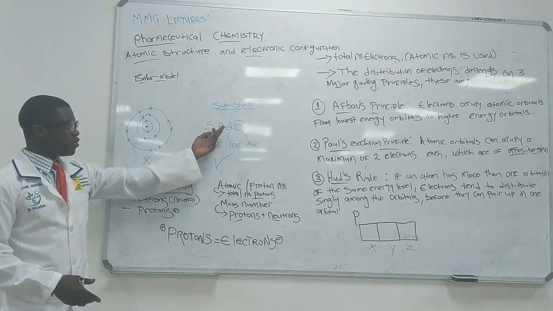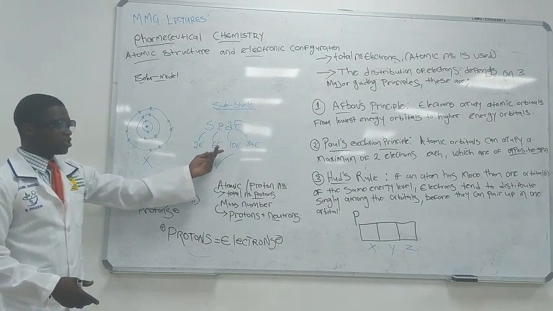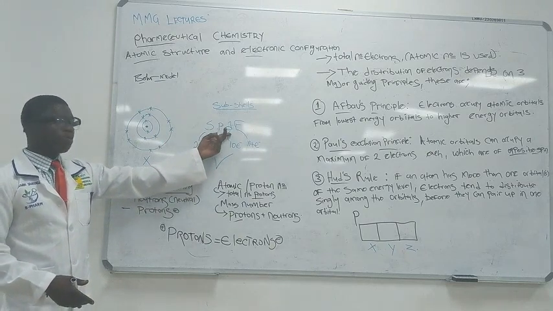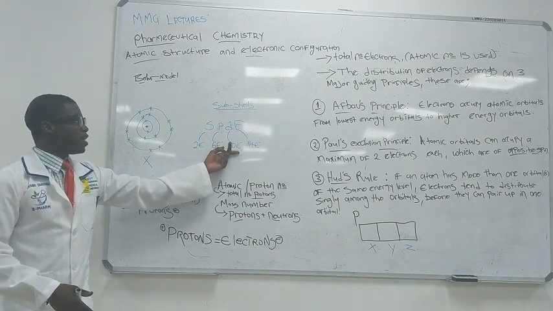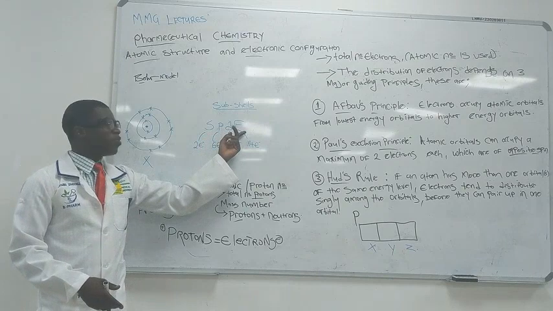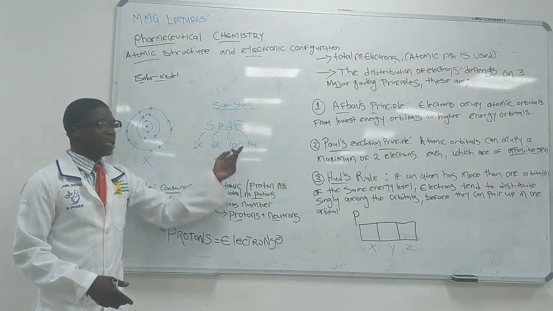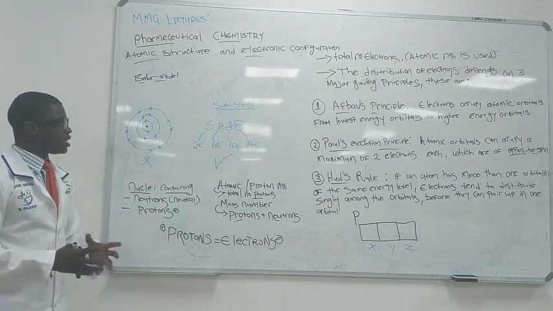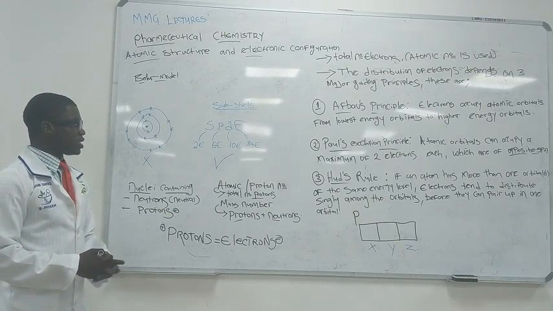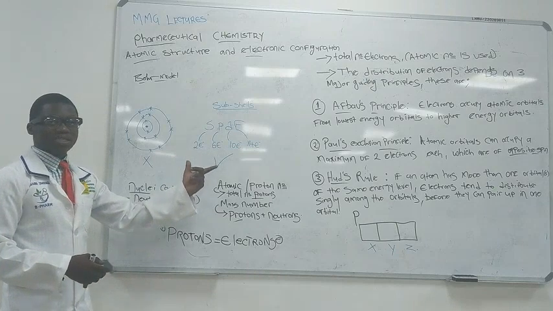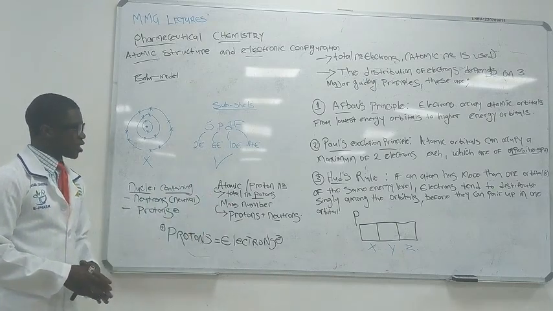For the P orbital, it can occupy a maximum of 6 electrons. The D orbital can occupy a maximum of 10 electrons. And finally, the F orbital can occupy a maximum of 14 electrons. So with this being said and understood, we can incorporate the aspect of orbitals in our understanding of atomic structure.